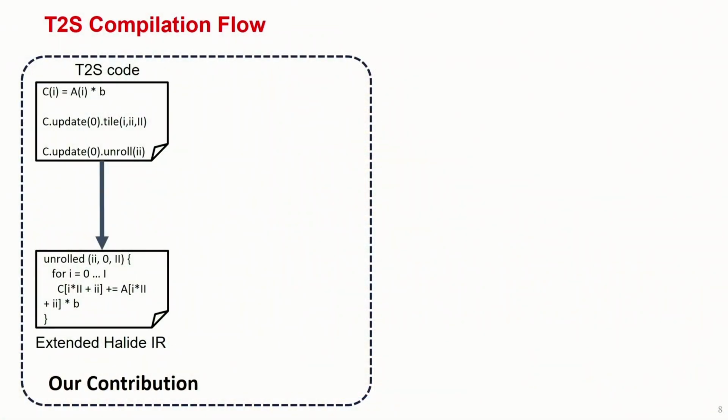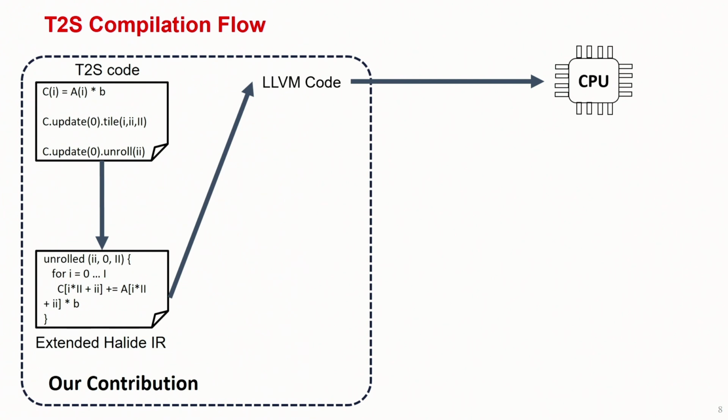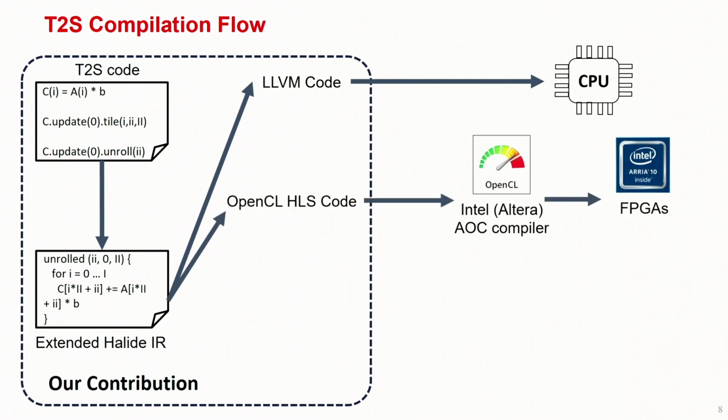In T2S, the user or the programmer has to first provide a T2S specification. This T2S specification, or T2S code, is then compiled by the T2S compiler into extended Halide IR. For the host part, T2S generates LLVM code, which is then compiled into a binary and run on the host CPU. For the FPGA, currently T2S generates OpenCL HLS code, which is then compiled by the Intel Altera AOC compiler and run on Intel FPGAs.